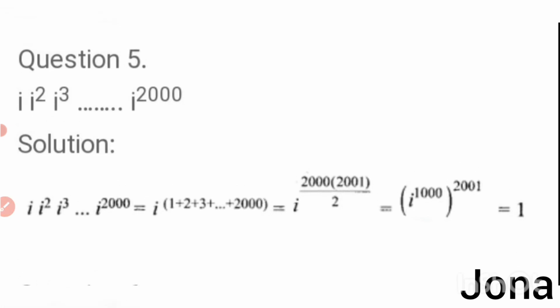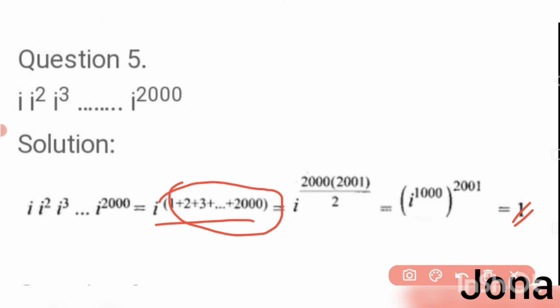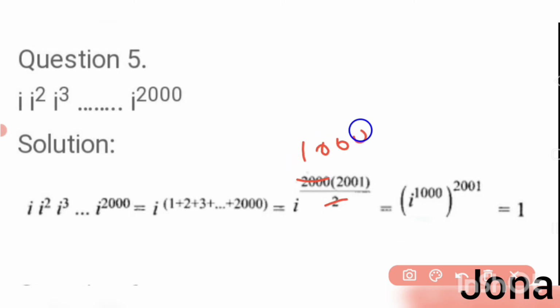Question number 5. i into i square into i cube, etc., up to i^2000. Here I can write this in the power like this, i^(1+2+3+...) till 2000. So it's nothing but the sum of natural numbers. I can write this as n(n+1)/2. So n is 2000 here, so 2000 into 2001 divided by 2 here. I can cancel here and here, so that I got 1000.